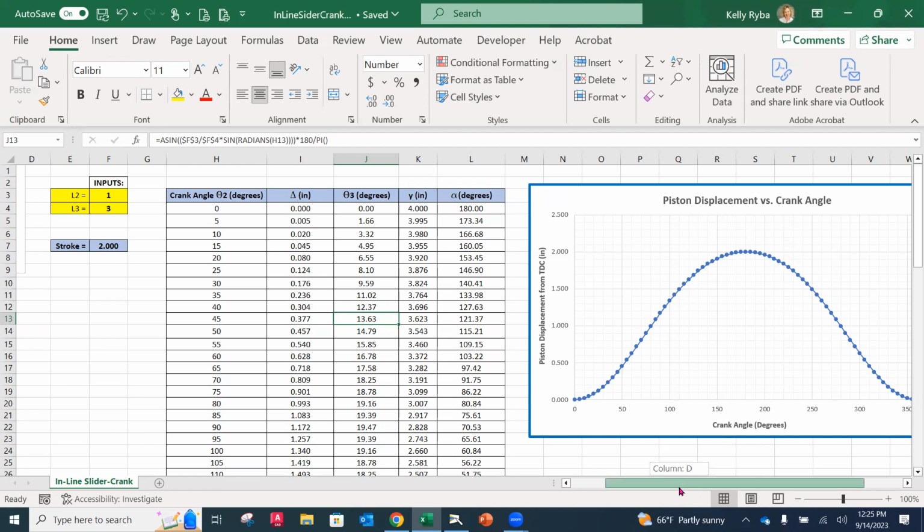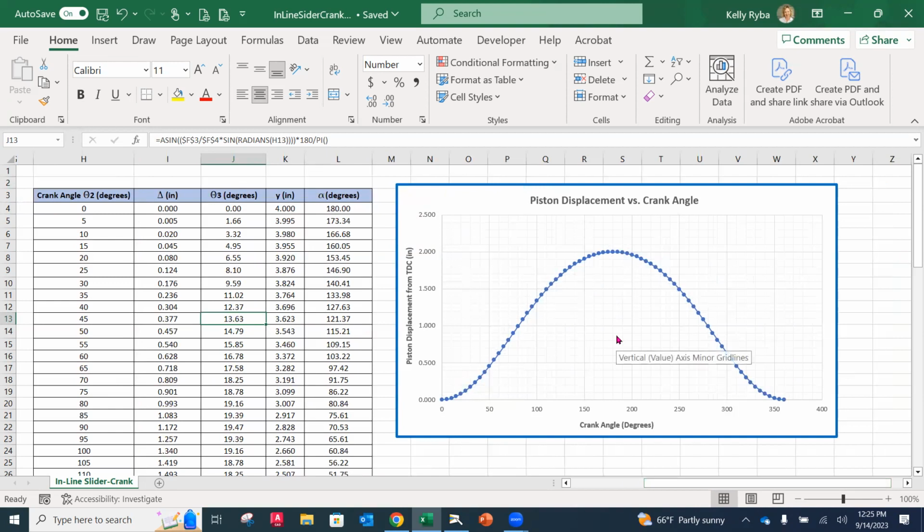Over on the right-hand side, I've got my chart. When you make your chart, this is going to be a scatter chart, like the stress-strain diagram. You are going to have a title on it. I called it piston displacement versus crank angle.